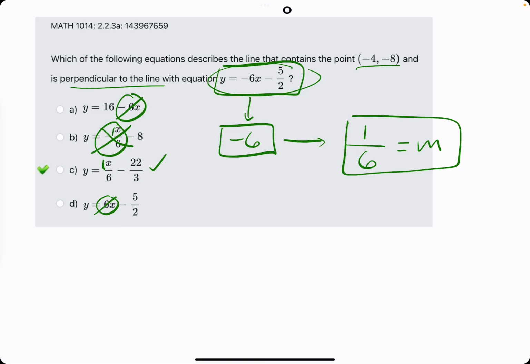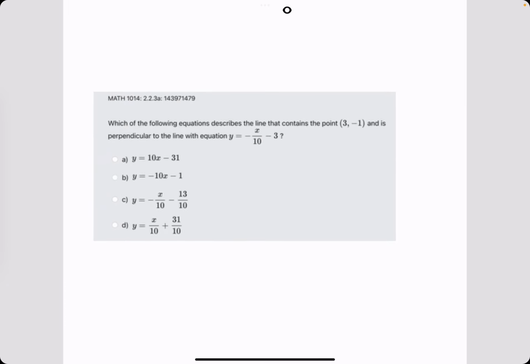And if we needed to confirm, or if we got two answers that had 1/6 as the slope, we could plug in -4 in place of x, calculate this, and see if the output is -8 to match our ordered pair. Hope that makes sense. Let's do one more example.